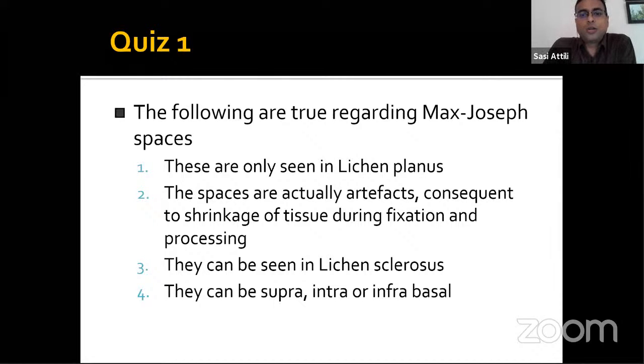So the following are true regarding Max-Joseph spaces. One, they are only seen in lichen planus. Now, there could be multiple answers. Two, the spaces are actually artifacts consequent to shrinkage of tissue during fixation and processing. Three, Max-Joseph spaces can be seen in lichen sclerosus. Four, Max-Joseph spaces can be either suprabasal, intrabasal, or infrabasal. So which of these is true?